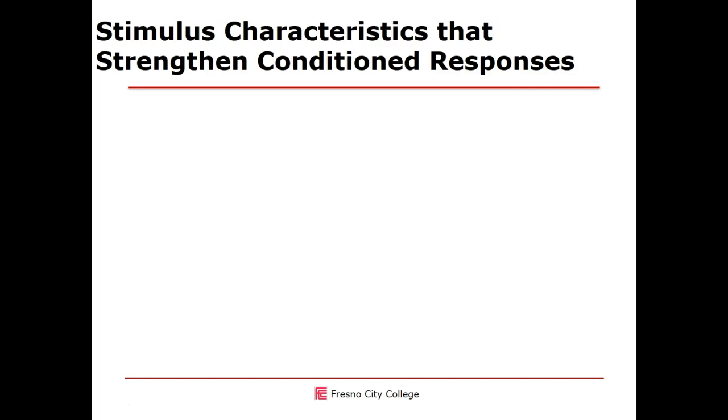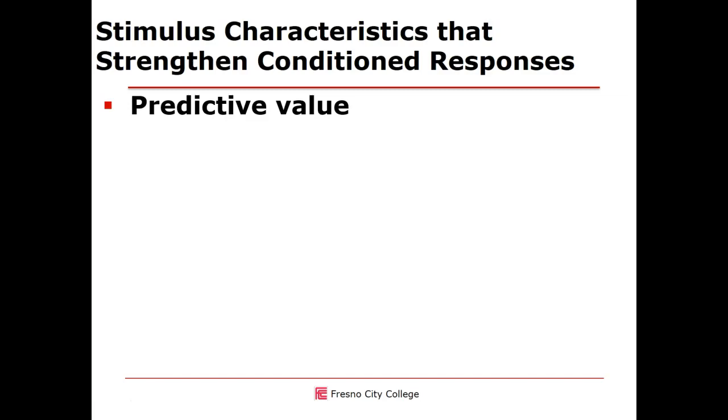When and how does classical conditioning happen? There are certain conditions that make it more likely for a neutral stimulus to become a conditioned stimulus. Let's review some of those now. The neutral stimulus needs to have some predictive value. That is, it needs to reliably predict the forthcoming presence of the unconditioned stimulus.